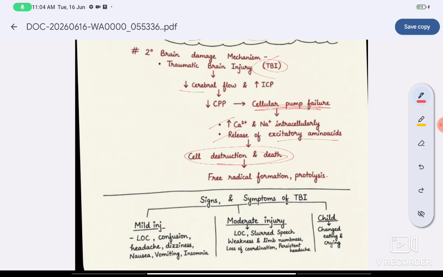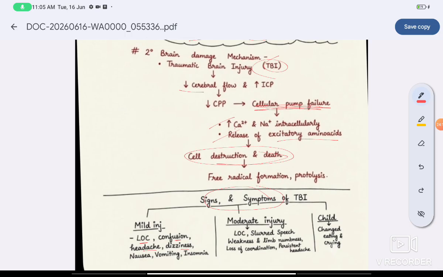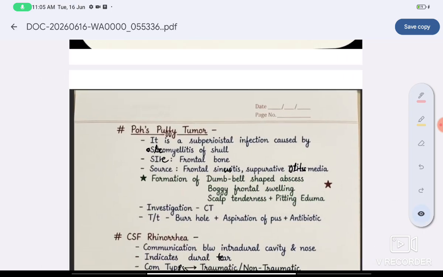Then coming to the signs and symptoms of traumatic brain injury. For mild injury, there is loss of consciousness, confusion, headache, dizziness, vomiting, nausea, and insomnia. Then for moderate injury, there is loss of consciousness, slurred speech. Slurred speech again points towards the motor neuronal defect. Then there is limb weakness, again injury to motor neuron. Lack of coordination, persistent headache. In case of a child, you can observe eating and crying, altered behavior while feeding, and extreme crying.